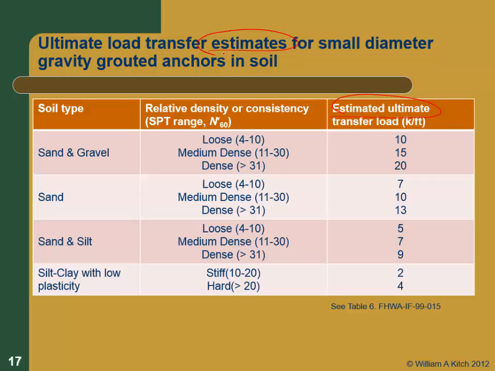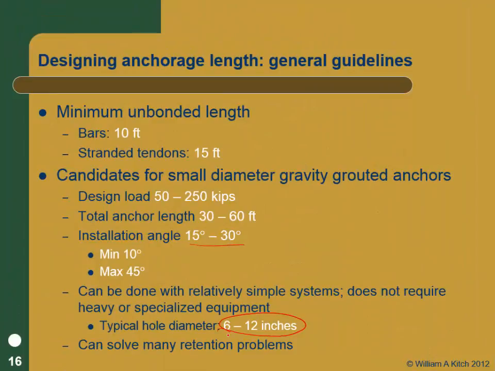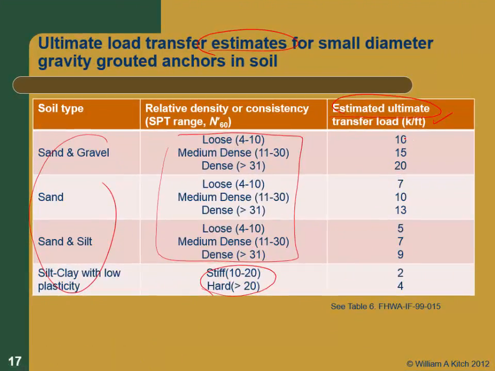So these are a function of the type of soil, its consistency. In the case of sands and gravels, it's whether its relative density is. In the case of silty materials, whether it's stiff or soft, what its unconfined compression strength is. And here's an estimated transfer load that you can get in kips per foot. So for these small grouted systems, we're just assuming that we're not concerned about the area of the hole. For these low capacity grouted systems where you're using holes that are 6 to 12 inches in diameter, and you're following all these guidelines, you can estimate your capacities just in kips per foot of the bonded, or anchored, zone.